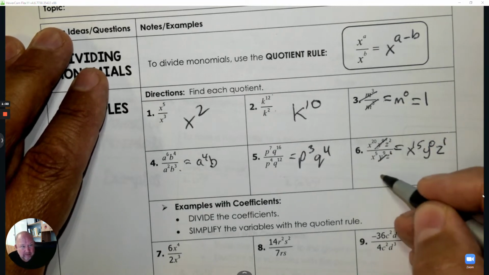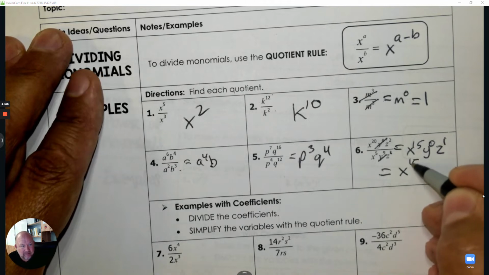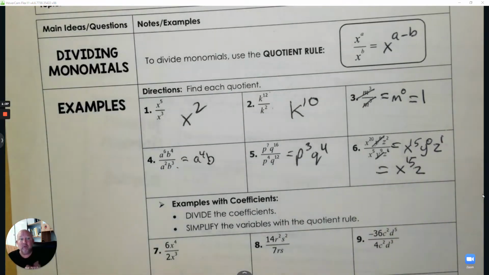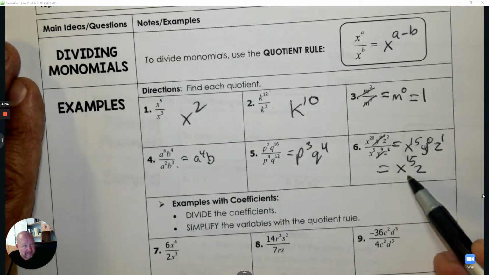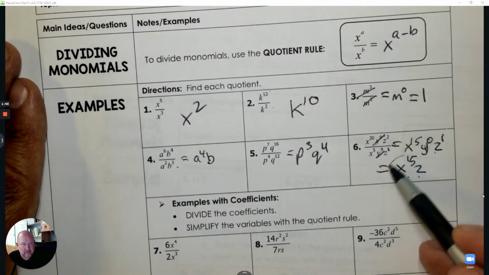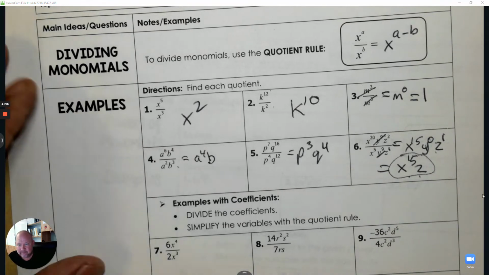That's an okay answer, but a better answer would look like x to the 15 and just z. Because y to the 0 is 1, and if you multiply times 1, it doesn't need to be there, and z to the 1 is really just z. So this is the answer I'd like you to get to.